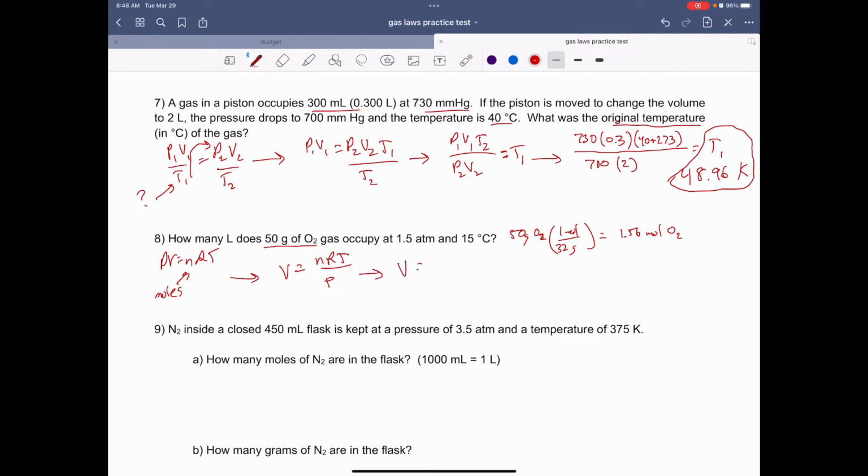So volume is equal to 1.56. Now I have to use the correct R value. I have to use the R value that corresponds to ATMs, and that's 0.0821. The temperature is 15 plus 273, and all of that is over the pressure, which is 1.5 ATMs. So 1.56 times 0.0821 times 288 divided by 1.5, and I get 24.6. 24.6 liters. All right.